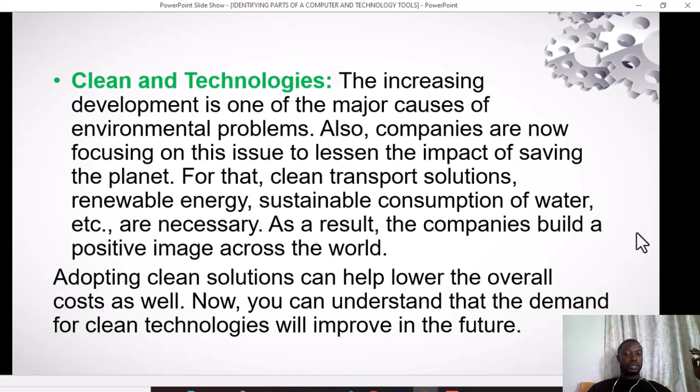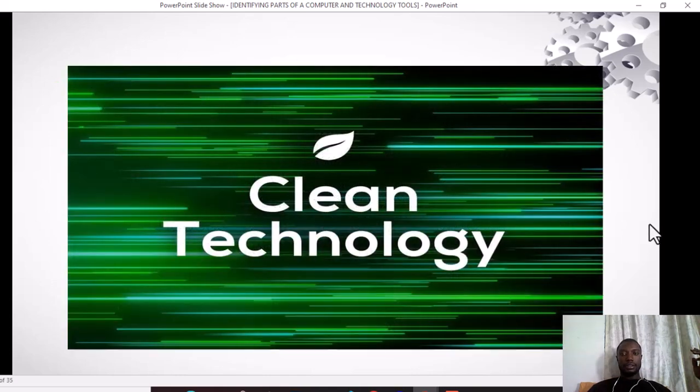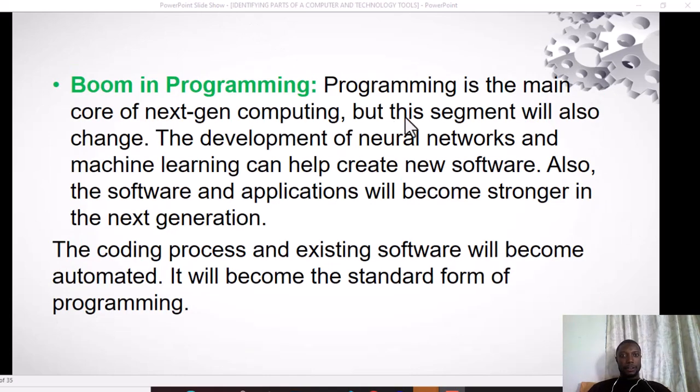All right, so let's talk about programming. Programming is the main core of next generation computing. Without programming, all that we've made mention of cannot come to pass. But this segment will also change.